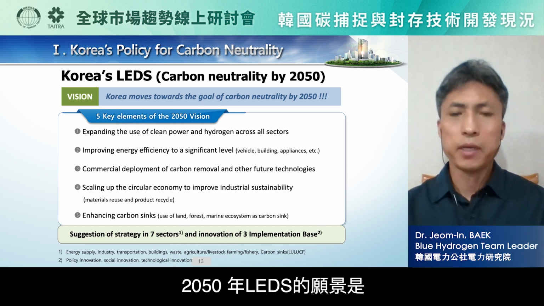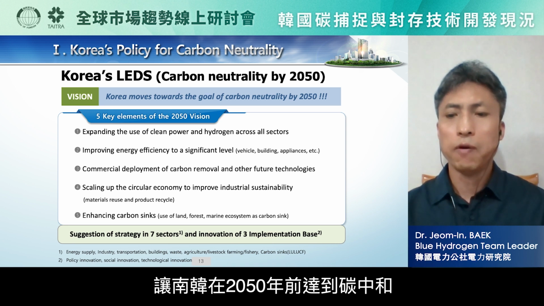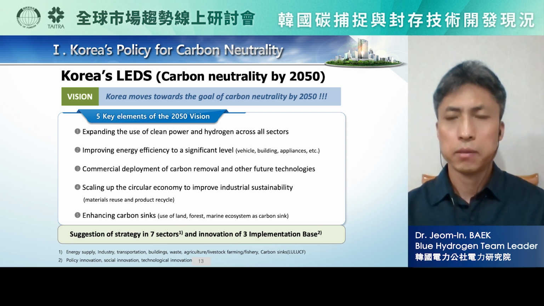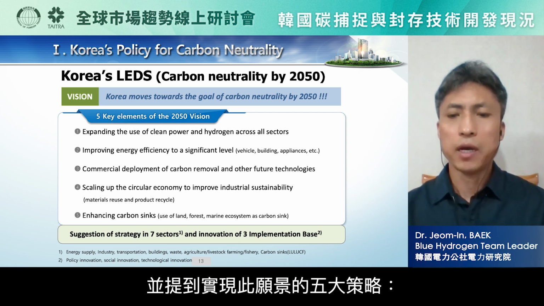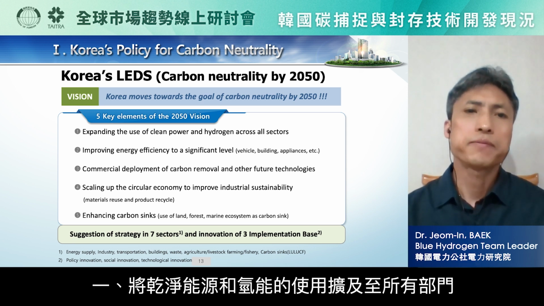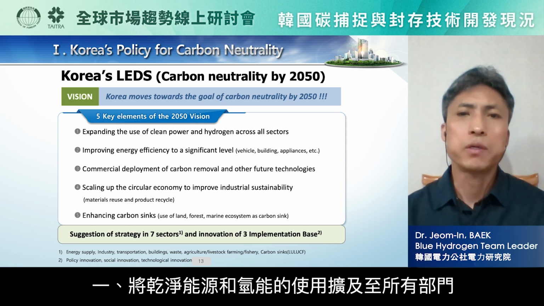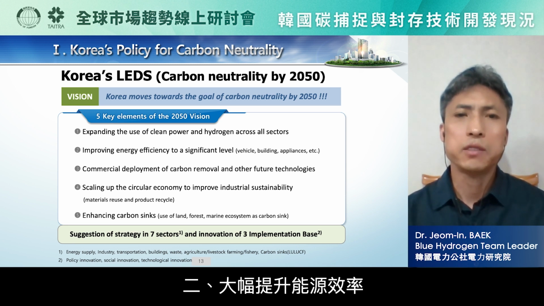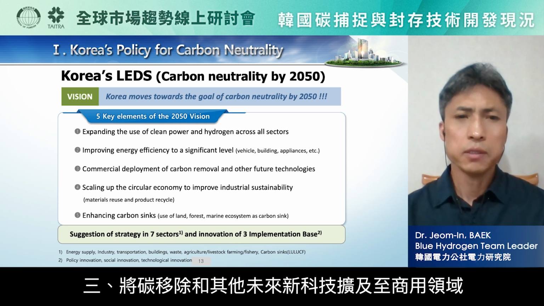The vision of 2050 LEDS is that Korea moves toward the goal of carbon neutrality by 2050, and 5 key elements to realize this vision were suggested as follows. First, expanding the use of clean power and hydrogen across all sectors. Second, improving energy efficiency to a significant level. Third, commercial deployment of carbon removal and other future technologies.